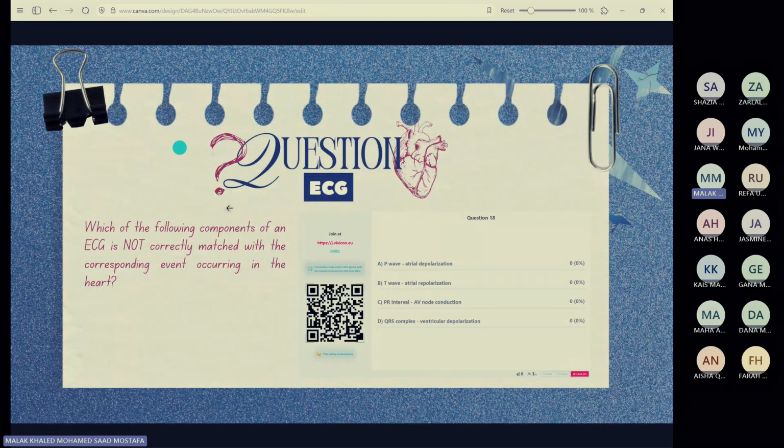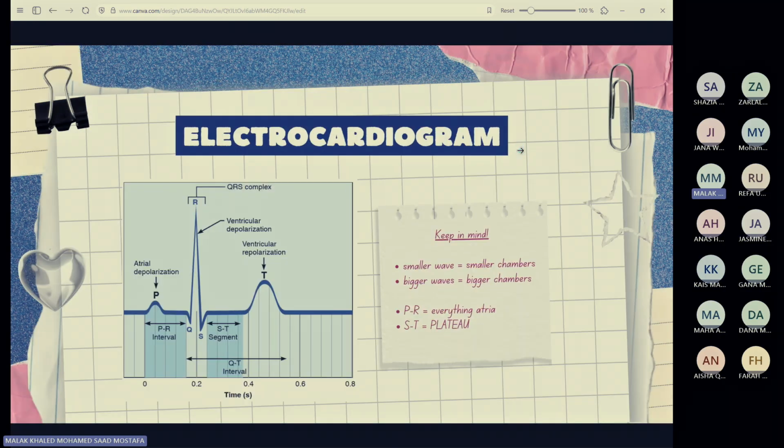So first question, which of the following components of the ECG is not correctly matched to the corresponding event occurring in the heart? P wave, atrial depolarization; T wave, atrial repolarization; PR interval, AV node conduction; or QRS complex, ventricular depolarization. Okay, yeah, that is correct. So please, when you're reading questions, even if you know that you've read the question, read it again, because sometimes you can miss this "not" and you can look at the first option and you're like, okay, this is correct, I'm gonna pick it, and there goes your mark. But you knew the answer, just be careful of that.